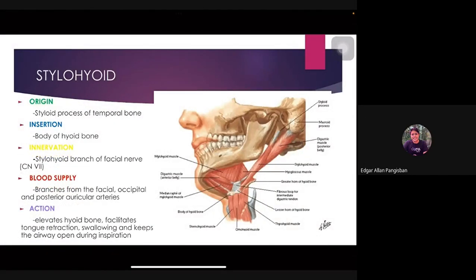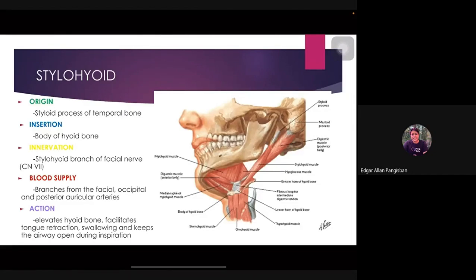Okay, last part ng ating last muscle ng suprahyoid muscles is your stylohyoid. Okay, the origin, it's your styloid process. Insertion, they're inserted in the body of the hyoid bone. Innervation, stylohyoid branch of the facial nerve, and the blood supply, it branches from the facial, occipital, and posterior auricular artery. Its action, since the styloid process is located above the hyoid bone, it would elevate the hyoid bone and facilitate tongue retraction, and it would facilitate also swallowing and keeps the airway open during inspiration.